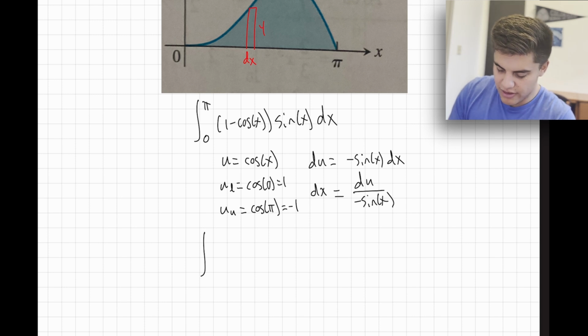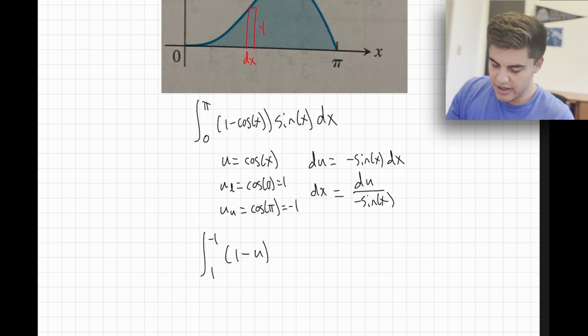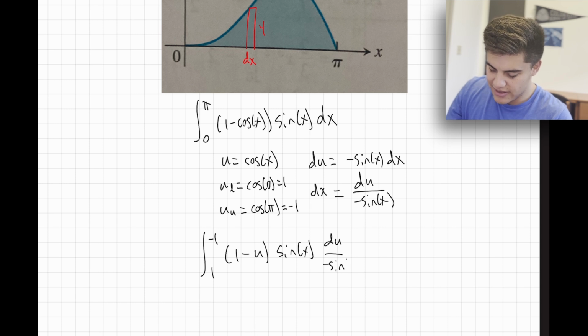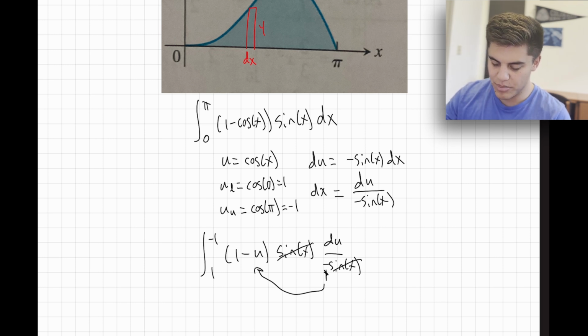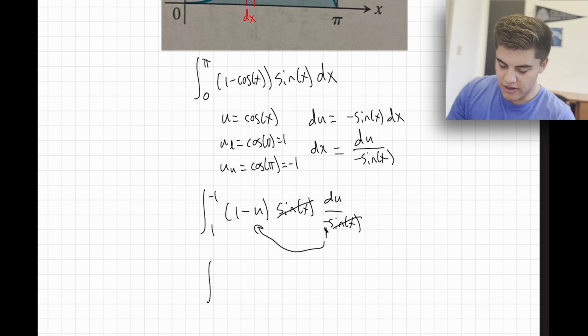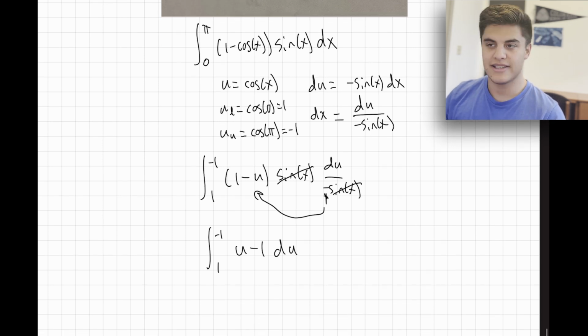So we have the integral from lower 1 up to upper negative 1 of 1 minus, and since cosine of x is u, we just do u here, times sine of x. And then dx is du over negative sine of x. So we can cancel here, and this negative sign sticks around. And I'm going to go ahead and put it in here. So we have the integral of 1 to negative 1 of u minus 1 du.